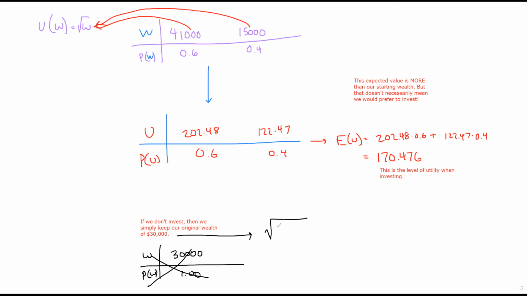So I need to take the square root of $30,000, and that should give me something like 173.2. This is the level of happiness when we do not invest. Where are we happier? We are much happier here. So do not invest. Okay, that's your answer to part B. Let's clear the board here and go on to part C.